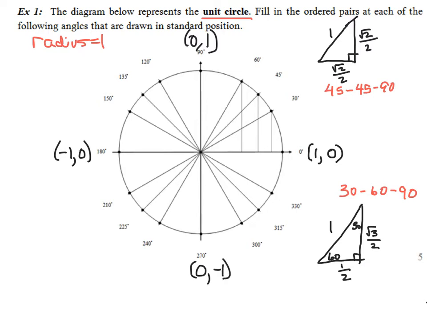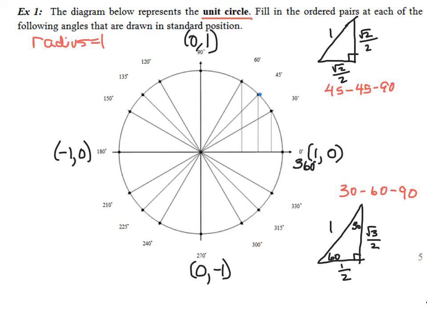I would finish it out by calling this one 360 degrees as well, but it would have exactly the same ordered pair, (1, 0). Now what I'd like to do is take a look at some of the angles that we have marked in the first quadrant. So for example, I'm going to start with one of the easier ones, the 45-degree angle.